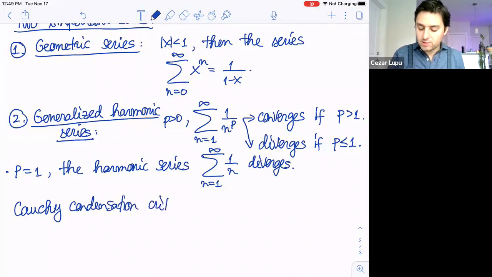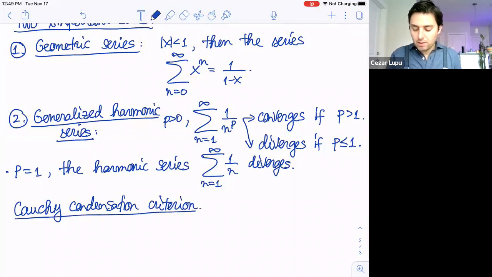For some reason, this criterion is not done in the calculus 2 textbooks. I don't understand why, frankly, because it's a very useful criterion. Basically, it says the following, and I'm going to write it in this way.